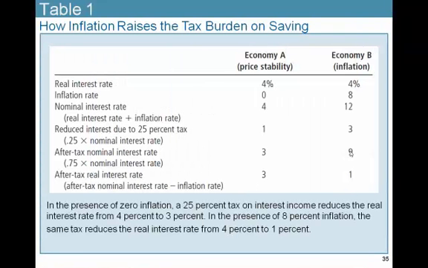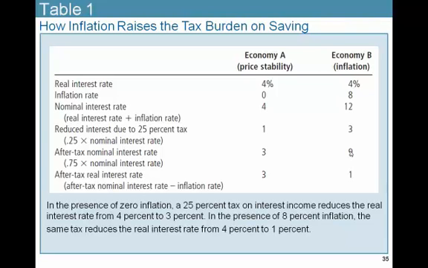So here's an example of this. Let's take two real interest rates that are the same in two different economies. One is an economy with high inflation, that's economy B, and it's got an inflation rate of 8%. And economy A has an inflation rate of 0%. So the nominal interest rate, if we know those inflation rates, we can add those together. And we know that the nominal interest rate must be 4% in economy A and 12% in economy B. So let's say there's a 25% tax and it's on nominal interest rate. Well, that means you take a 1% deduction really in the interest that you get in economy A, because that's 25% of 4 is 1. 25% of 12 would be 3.